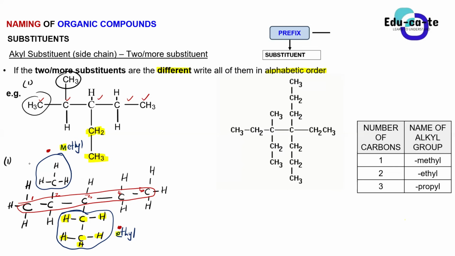Obviously, it's ethyl. So you're going to write ethyl first because the letter E, which is the first letter of the substituent, comes first before M in the alphabetic order. So here I can just say, we'll mention the position where this ethyl is found. It is found on carbon 3. So the first thing that you're going to write is the position, 3. Then you say this is 3 ethyl.